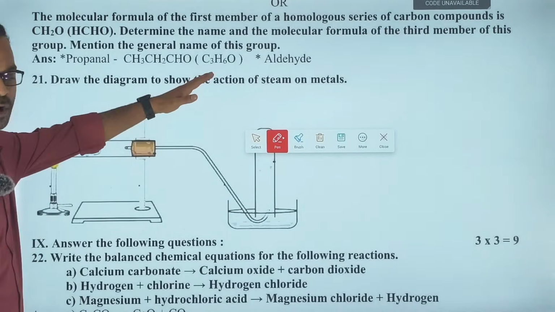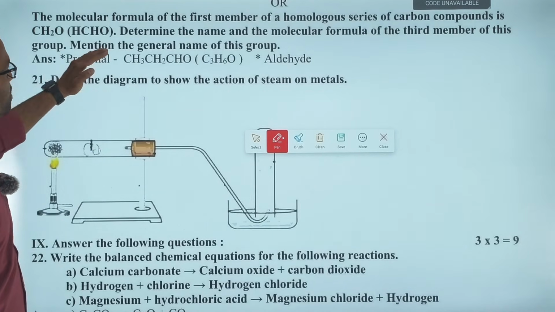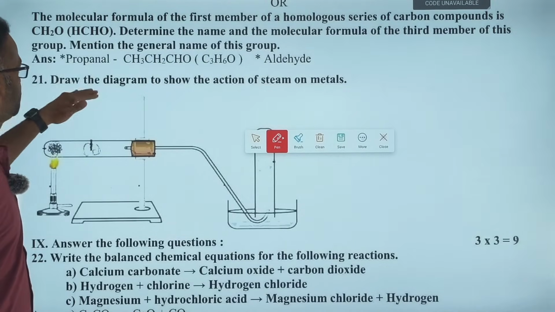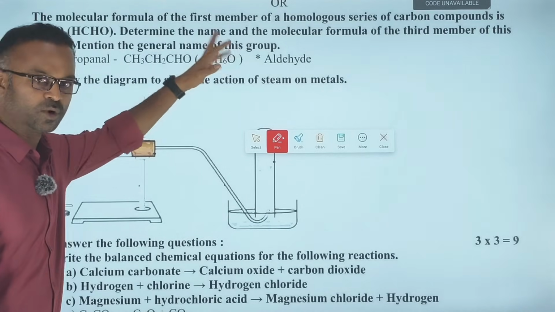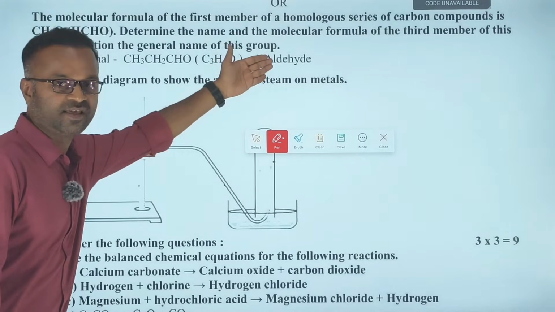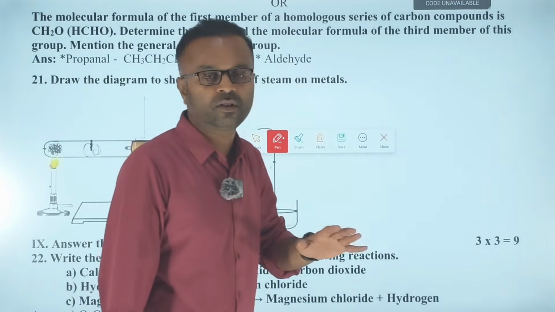that means it belongs to which functional group? Aldehyde. And the third member, they're asking to determine its name and molecular formula. That is propanal, CH3CH2CHO. We can also write C3H6O, or we can write C2H5CHO. Both are the same.